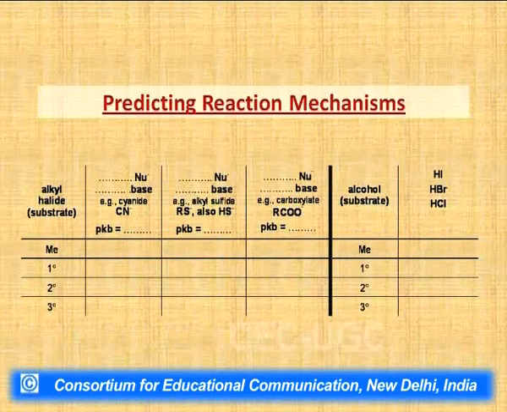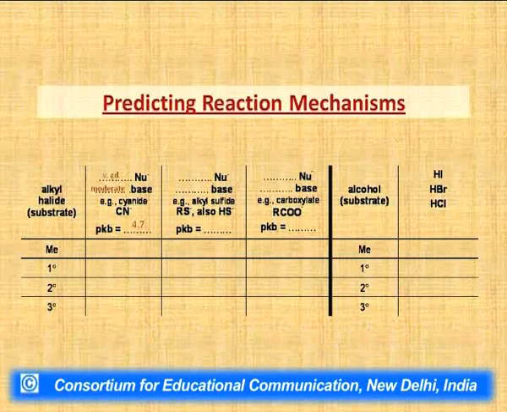Here is another table for predicting the reaction mechanism. When the pKb value is 4.7, the base is moderate and the nucleophile is very good. The alkyl halide substrate with methyl undergoes SN2 reaction. 1 degree alkyl halide undergoes SN2 reaction. 3 degree undergoes E2. 2 degree undergoes SN2 reaction.